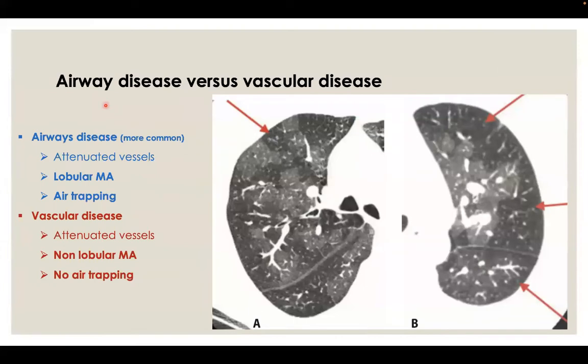How to differentiate between airway disease and vascular disease? First of all, forget about this false belief that attenuation of the vessels is specific for vascular disease. No, I want to clarify that attenuation of the vessels occurs in the low density areas. Here we have an example of airway disease. This is an example of vascular disease. Both will have attenuated vessels. So how do we differentiate between them?